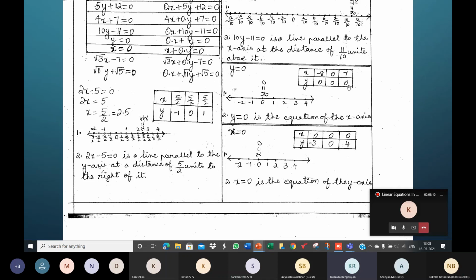What about 7, 0? Where does it lie? On the x-axis, ma'am. On the x-axis. Now, when you try to connect these 3 points, what will you get? Are you getting a new line? No, you're getting the x-axis itself. When you join these 3 points, the line coincides with the x-axis itself.